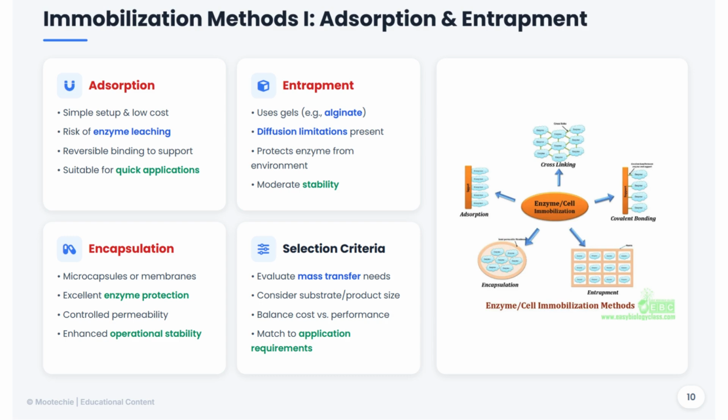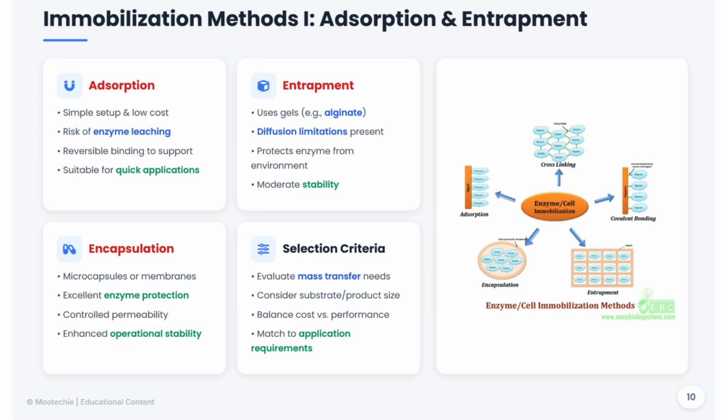offers moderate stability. Encapsulation places enzymes inside microcapsules or membranes. This offers excellent enzyme protection, controlled permeability, and enhanced operational stability. When selecting a method, we must evaluate mass transfer needs, consider substrate and product size, balance cost versus performance, and match it to the application requirements.